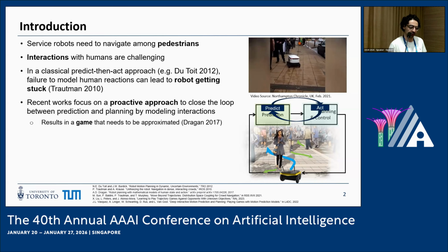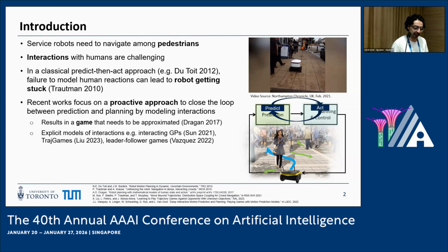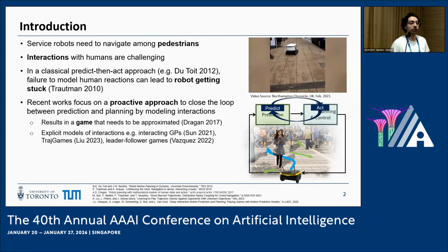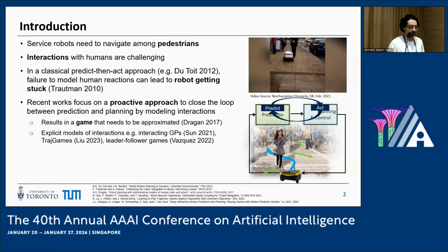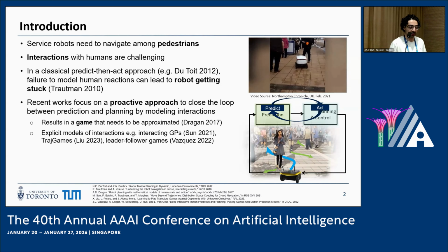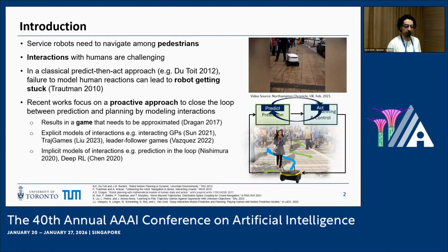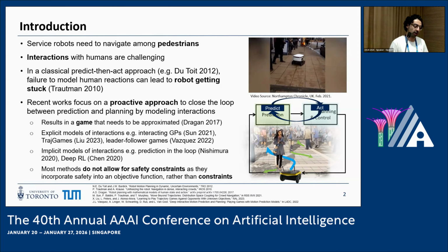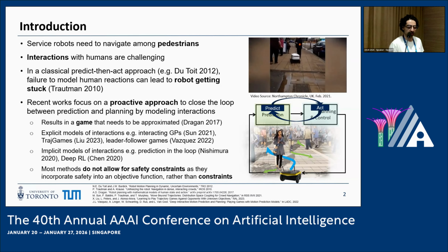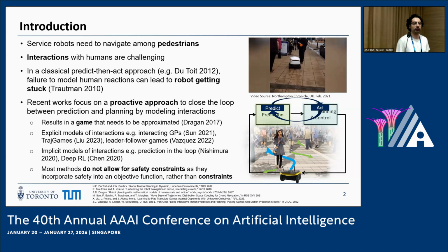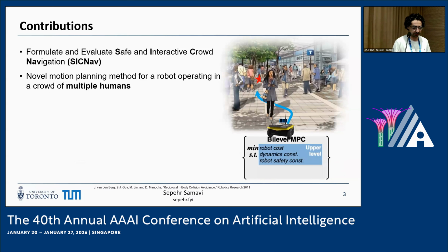As such, recent works focus on proactive approaches to close the loop between prediction and planning by modeling these interactions. This results in a game that needs to be approximated. Some methods do this approximation explicitly by modeling the interactions, while others, such as reinforcement learning approaches, do so implicitly. But what's common among these two groups is that they don't usually allow for safety constraints, as they incorporate safety terms into the cost function rather than constraints.